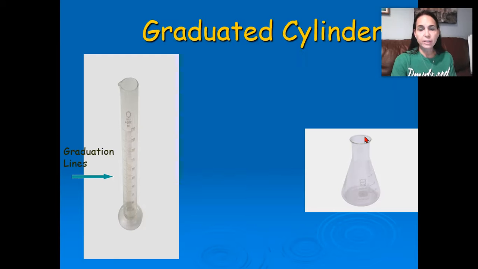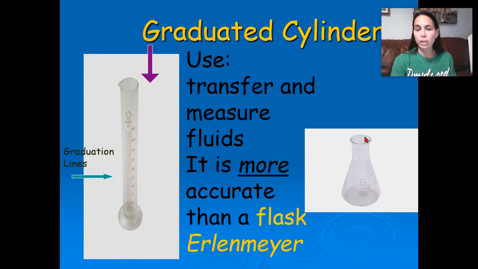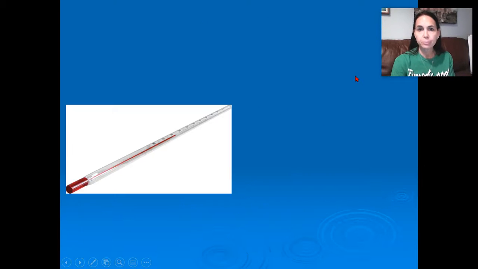The next tool is a graduated cylinder. It's used to transfer and measure liquids. It's more accurate than a flask, also known as an Erlenmeyer flask, but it's still used to transfer. The reason it's more accurate is it has a lot more numbers and lines, so you could be a little bit more precise with your measurements.